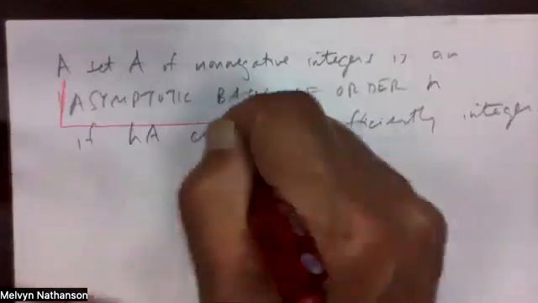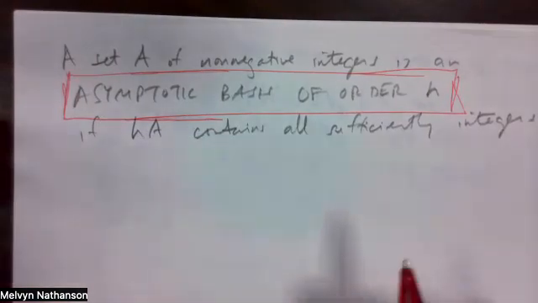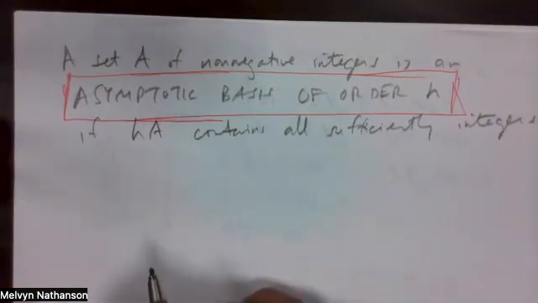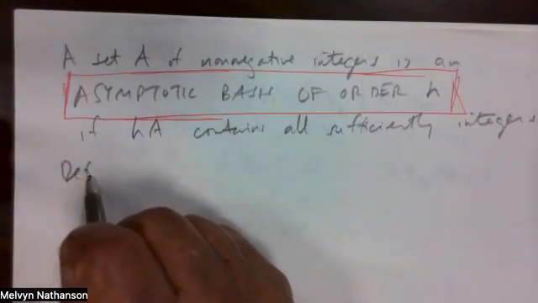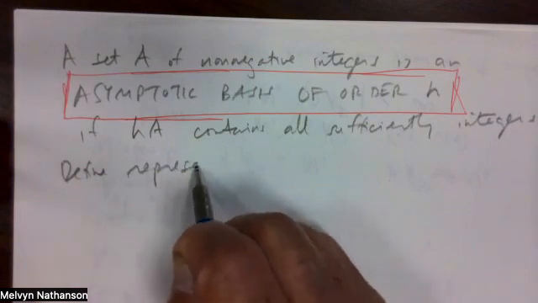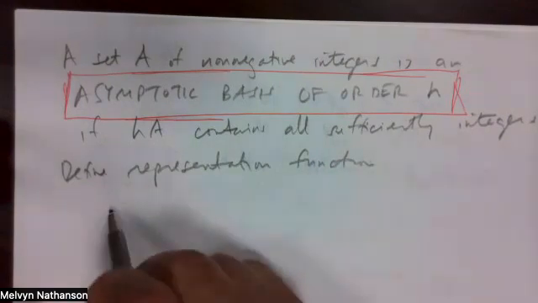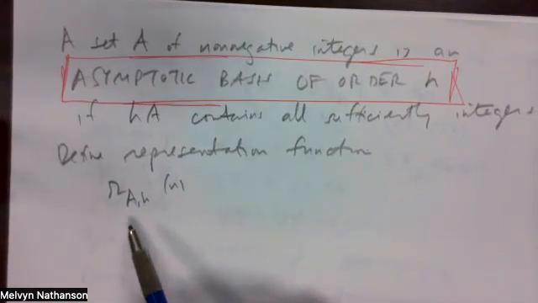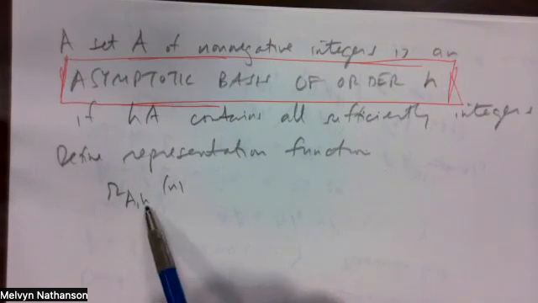So this is the basic thing we want to study. And so a slightly more quantitative way to say this is the following. Let's define the representation function R sub A,H of n. So this depends on a fixed set A of non-negative integers, and H is a fixed number of summands, and n is the sum.